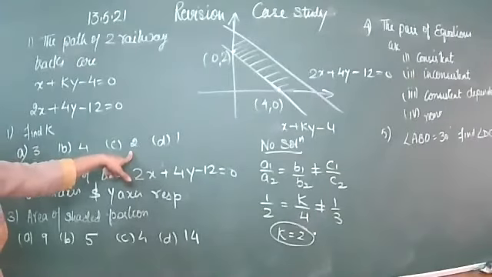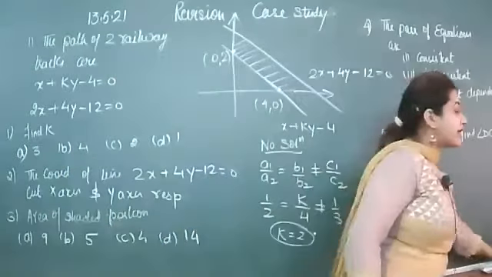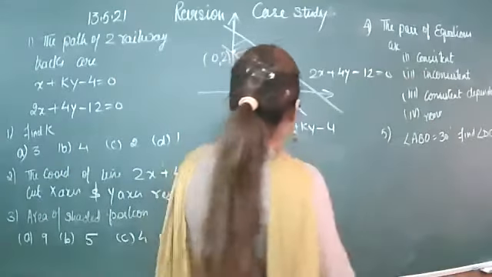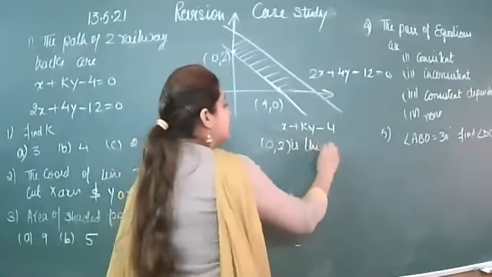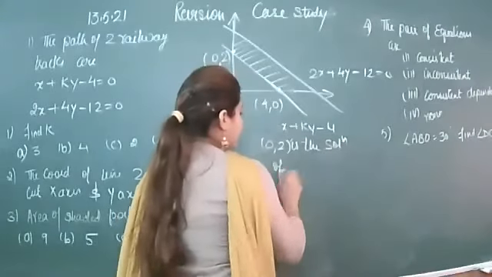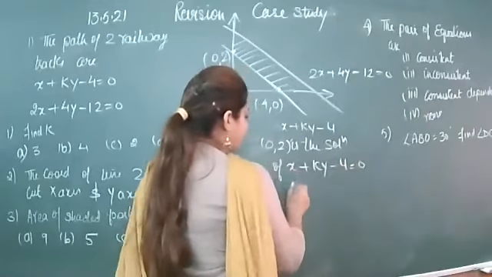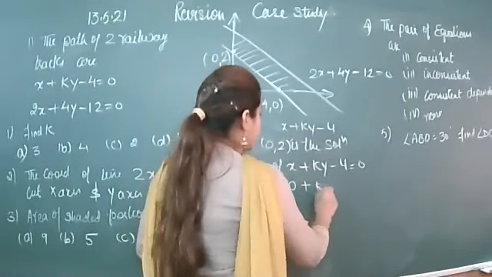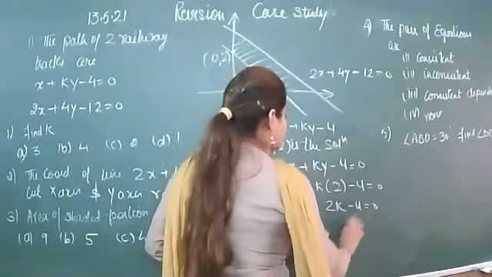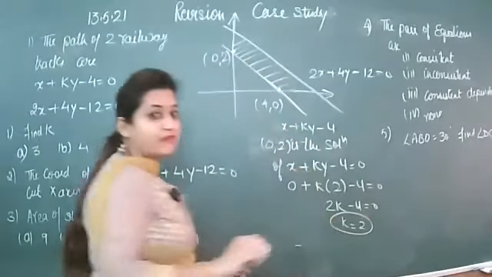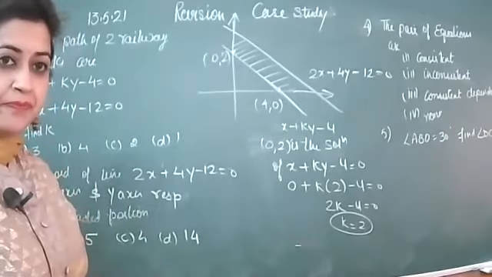And further, if you don't want to use this condition, you can directly use this value, as I've already told you that (0, 2) is the solution of x plus 4ky minus 4. So the value of x is 0, y is 2, so 2k minus 4 equal to 0, k is equal to 2. If you find it by this method or by the condition, the answer will be the same.